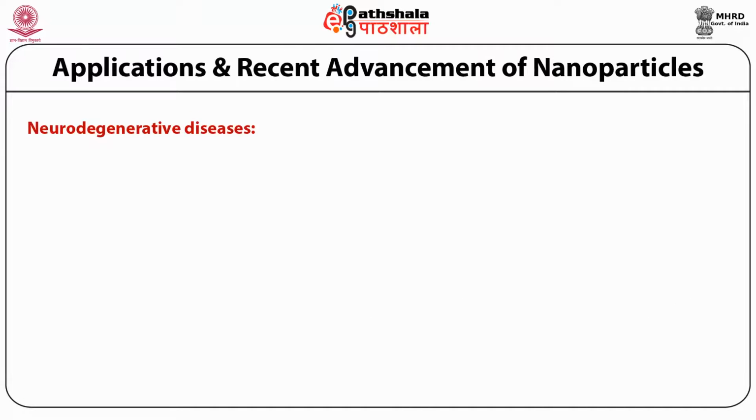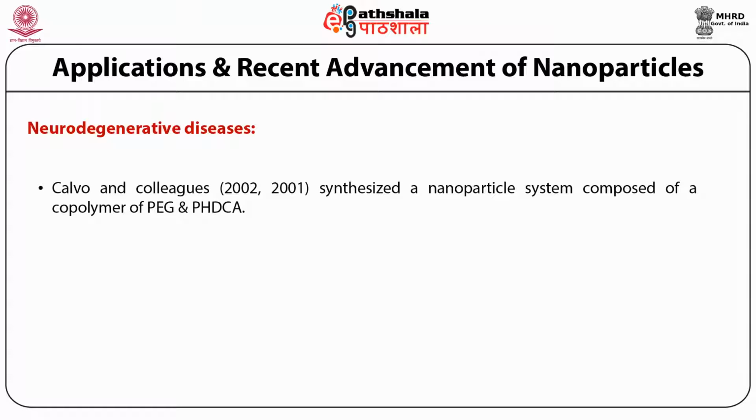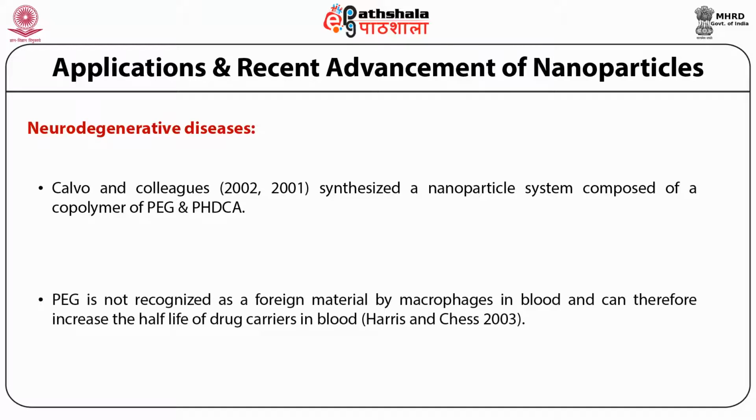The example of neurodegenerative diseases includes the study of Calvo and colleagues in the years 2001 and 2002. They synthesized a nanoparticle system composed of a copolymer of PEG and PHDCA. PEG is not recognized as a foreign material by macrophages in blood and can therefore increase the half-life of the drug carriers in blood, as per the studies of Harris and Chess in the year 2003 also.